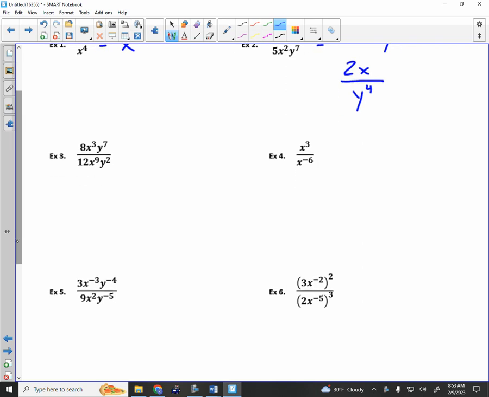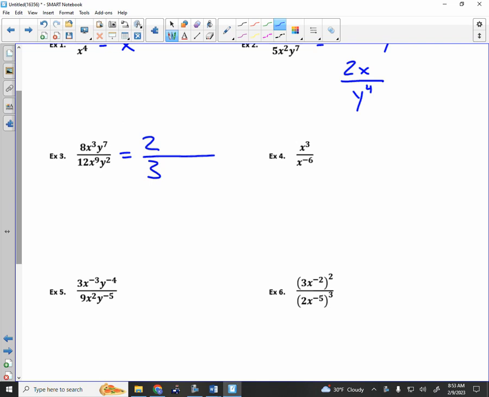So here, 8 and 12 don't divide evenly, but we can simplify those. 8 and 12 are both divisible by 4. So 8 divided by 4 is 2, and 12 divided by 4 is 3. Now I look at my x's, okay? X to the 3rd and x to the 9th.